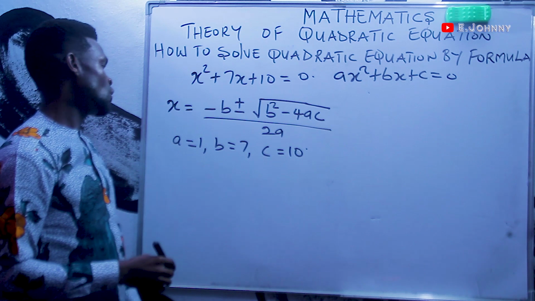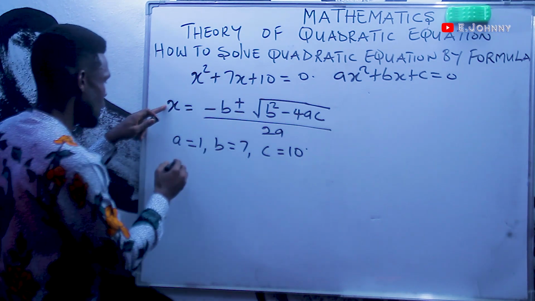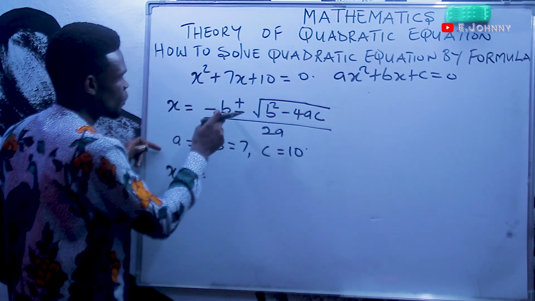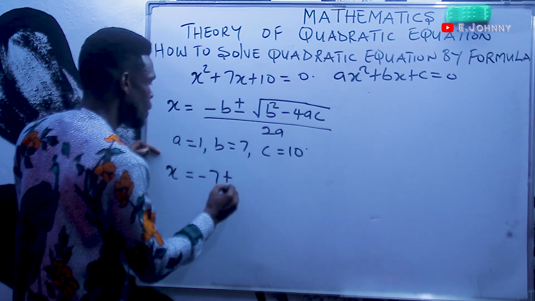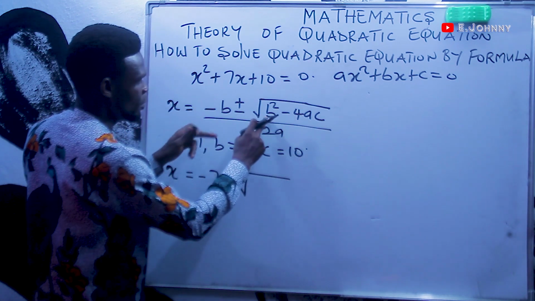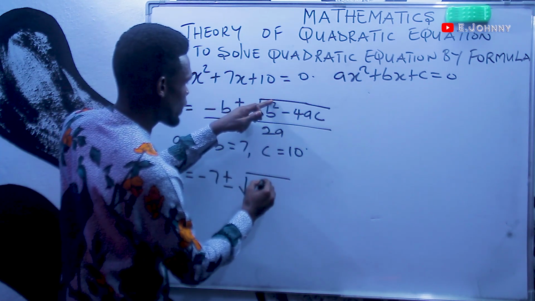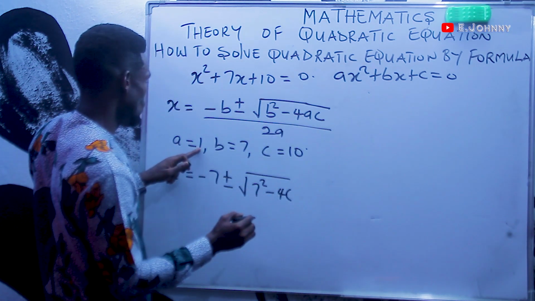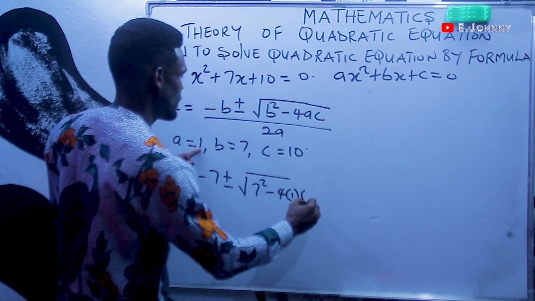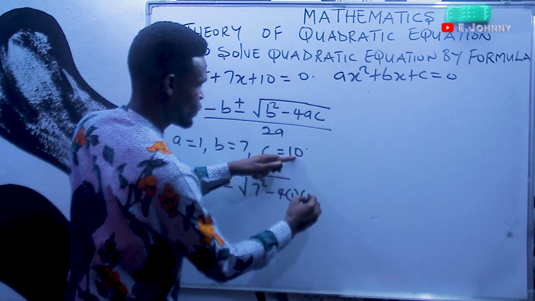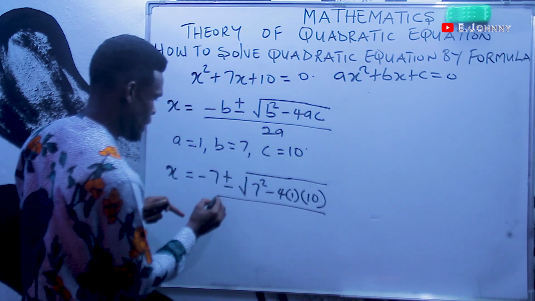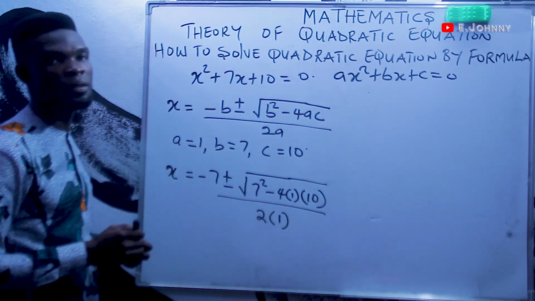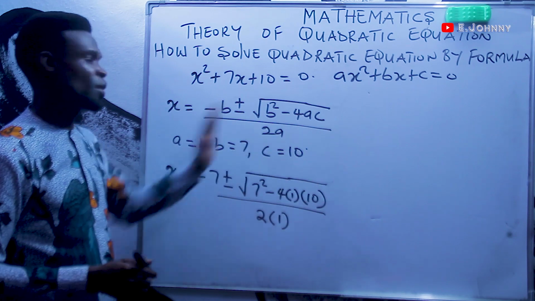Next thing is to substitute this into the formula. So we say that x is equal to minus b. What is b? 7. So in the place of b, you substitute 7, plus or minus the square root of b, you put 7, then squared, minus 4 times a. A is 1, so you put 1. And then c is 10, you put 10, divided by 2 times a. What is a? 1. So you see, it's very easy just to substitute these values into the formula.